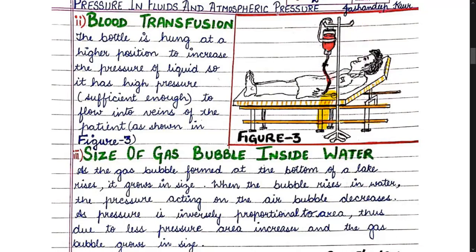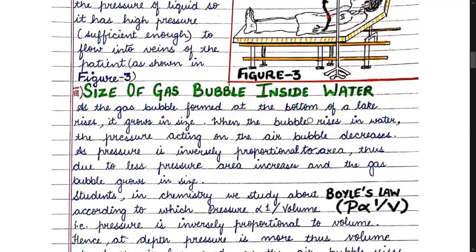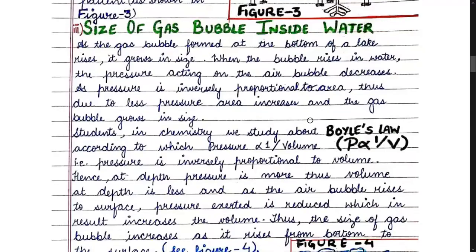Now if I take this point P, at point P the pressure will be more. Why? Because this point P is lower as compared to the bottle of the blood. So if you go a little more down, the pressure will increase more, and thus it will be easy to inject blood of sufficient pressure in the veins of the patient.